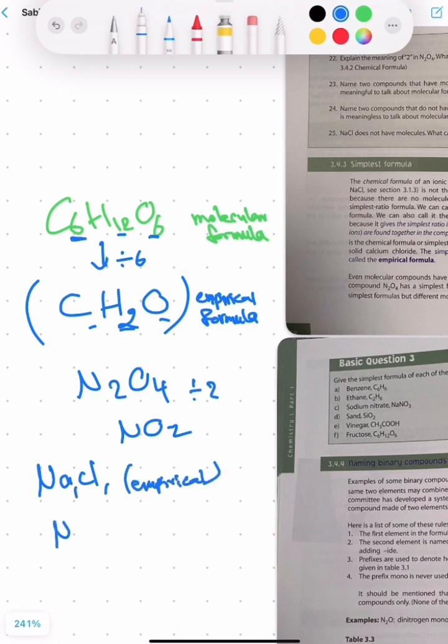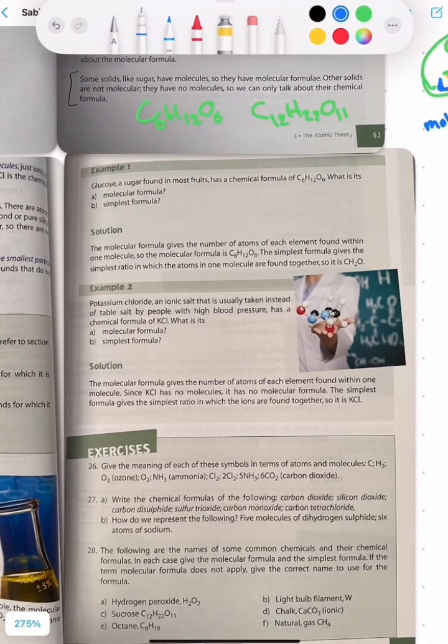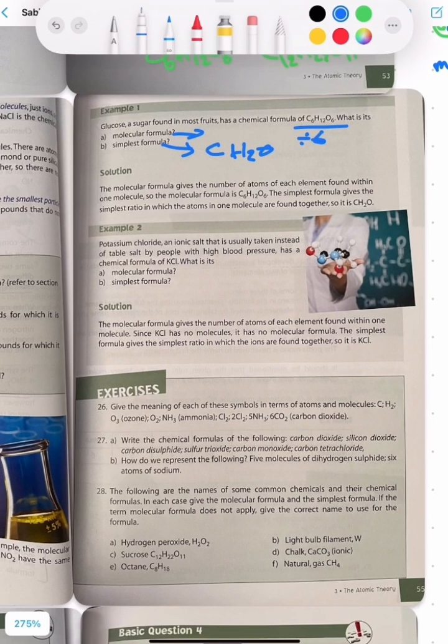If I have NO2, can you divide them? Can 1 and 2 be divided by anything? No. So this itself is the empirical formula. Do not change it. Let's take an example. Glucose, a sugar found in most fruits, has the chemical formula C6H12O6. What is its molecular formula? This is its molecular formula because it has molecules. All of them are nonmetals. Simplest formula, just divide by 6. So CH2O.